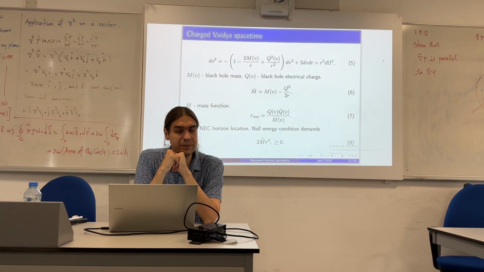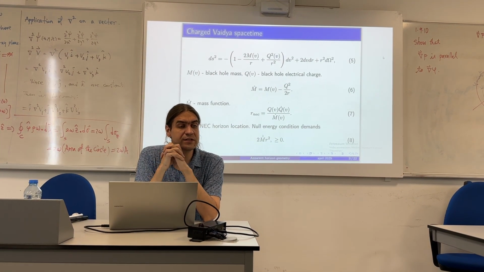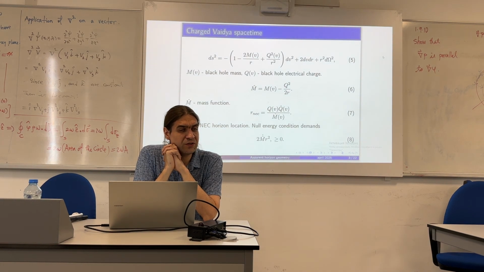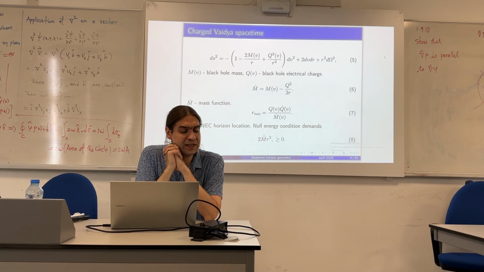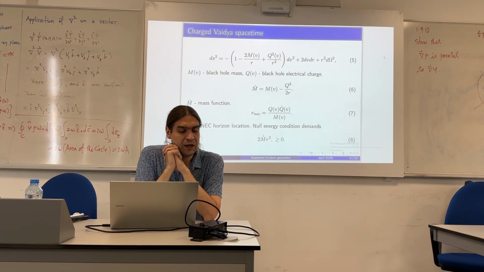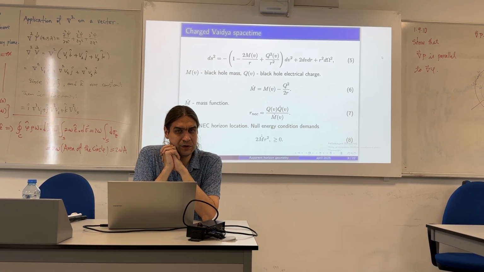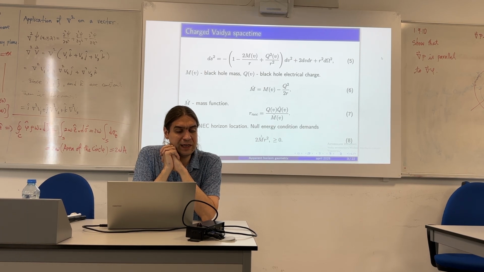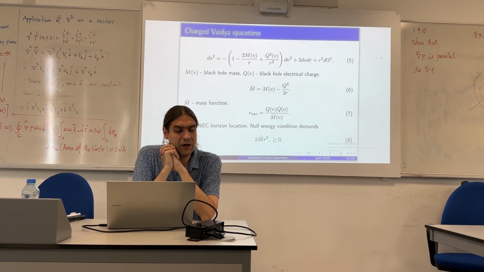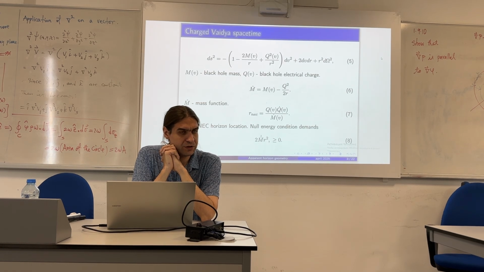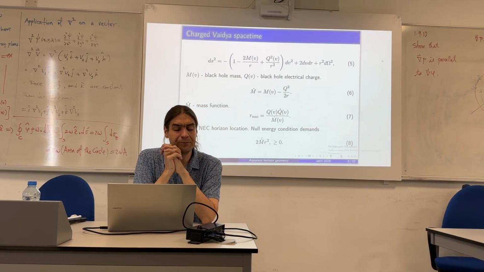And the famous generalization of the Reissner-Nordström solution is the charged Vaidya spacetime, the Bonnor-Vaidya solution. You see, it's the same as Reissner-Nordström. The only difference is that mass and charge now are functions of time, so they change with time.